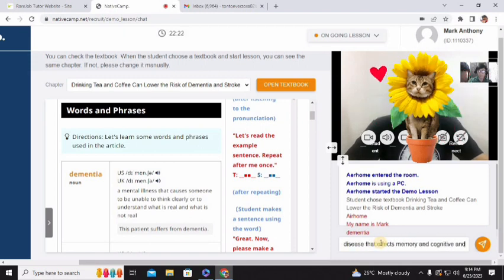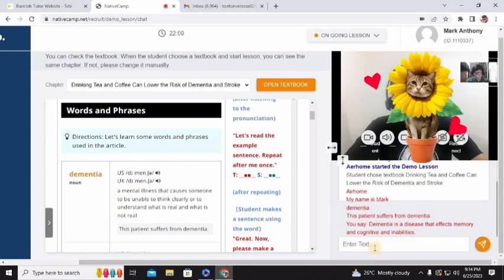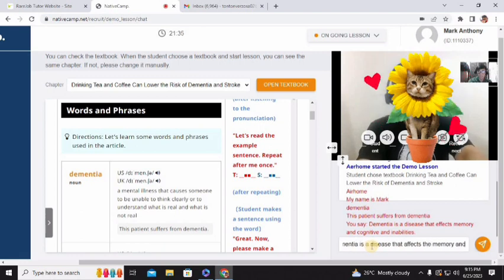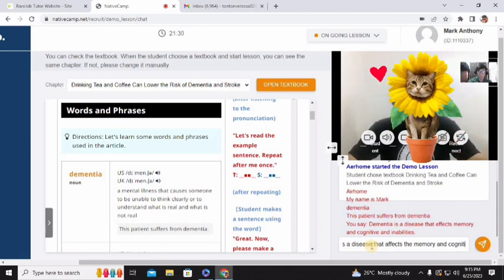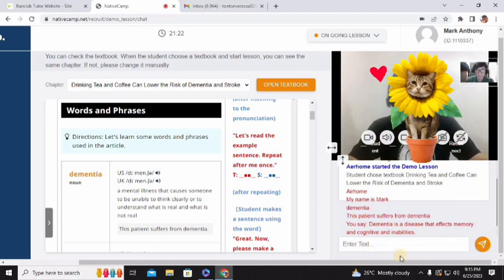Okay, cognitive and inabilities. Did you say inabilities? Yes. Alright, thank you. Let me type your sentence. So let me check your sentence again. You say dementia is a disease that. Did you say effects or affects? Okay, memory and cognitive abilities. Alright, that is a good question. However, it is better if you say it this way. Okay, let me type into the chat box. Dementia is a disease. Instead of effects, you can use the word affects, okay? That affects the memory and cognitive abilities. All right, please read the correct sentence.